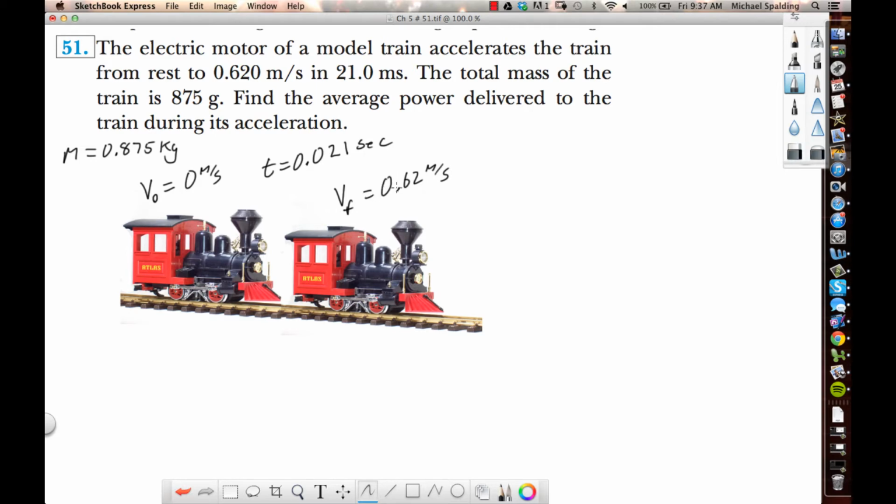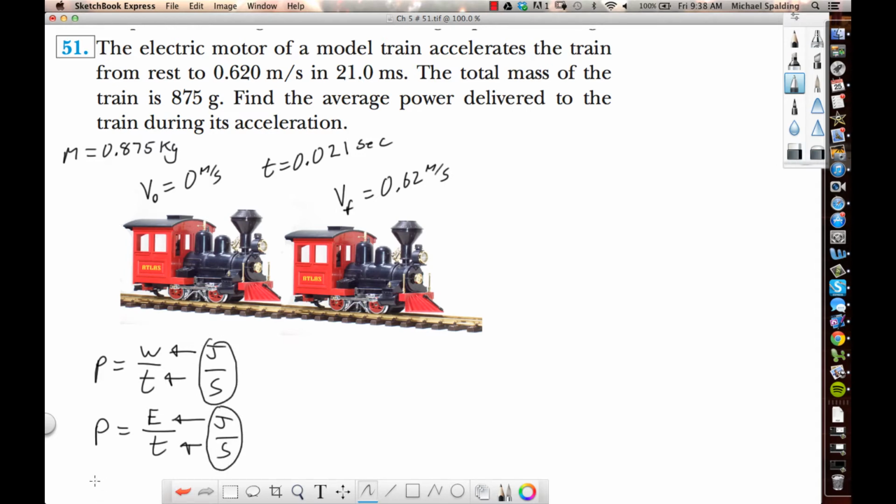V final is 0.62 meter per second, and what they want us to find is the power delivered to the train. So you could look at power two ways. You could say power is the work done by the train per time, or power equals the energy used by the train per time. But either way, what do we measure work in? Joules. What do we measure time in? Seconds. What do we measure energy in? Joules. So either way, this is going to be in joules per second.